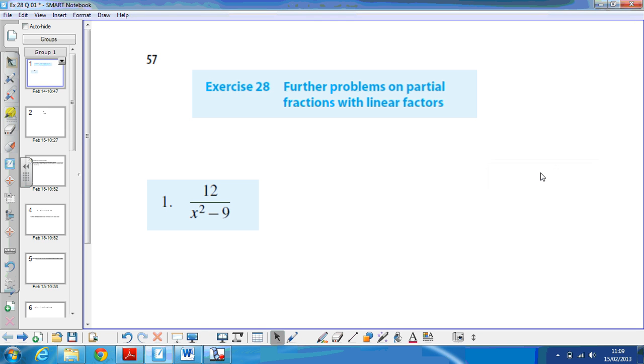Exercise 28 on page 57 in the text. Further problems on partial fractions with linear factors. And question number 1 is a special case. This particular denominator, x squared minus 9, is an example of a special case. I'm not going to look at this one, I'm going to look at one very like it, so you can then look at the one in the textbook and see if you can get the answer there.